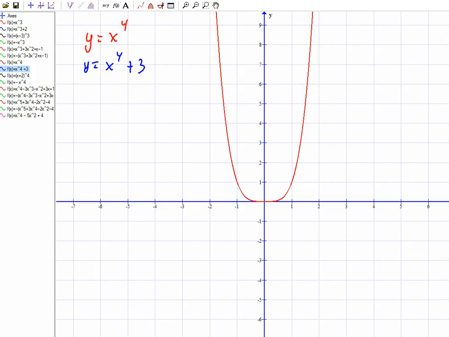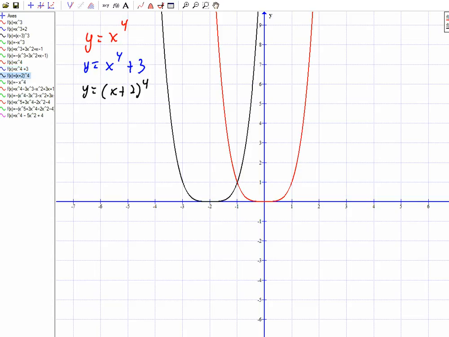All right, how about the next one? The next one is y equals the quantity x plus 2, quantity to the fourth power. So what are you expecting to happen to the red one? Again, red is the base, but now we have a quantity x plus 2. So what are you expecting to happen? Say it if you know it. Move 2 to the left. All right, and that's what should happen. And indeed, that is what takes place, right?